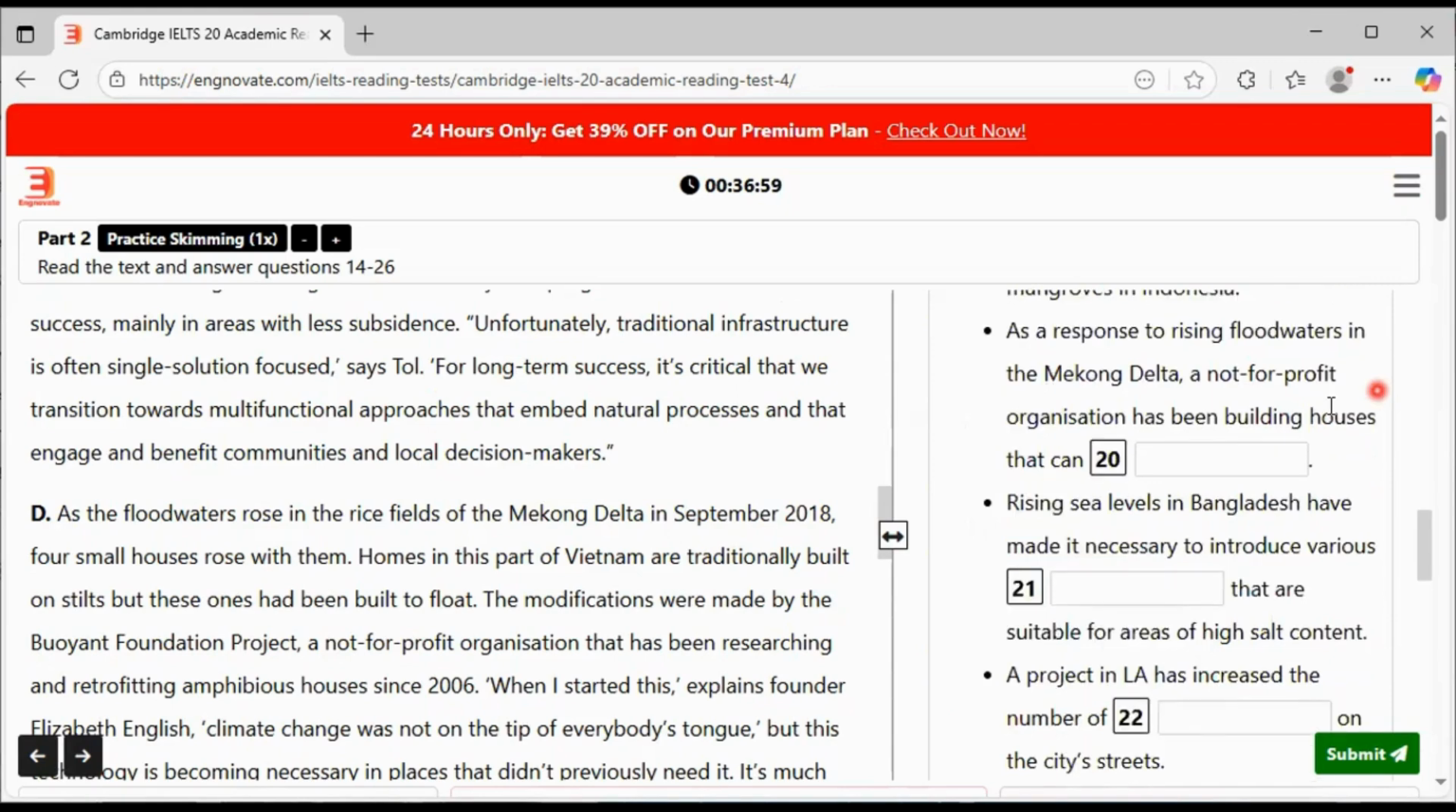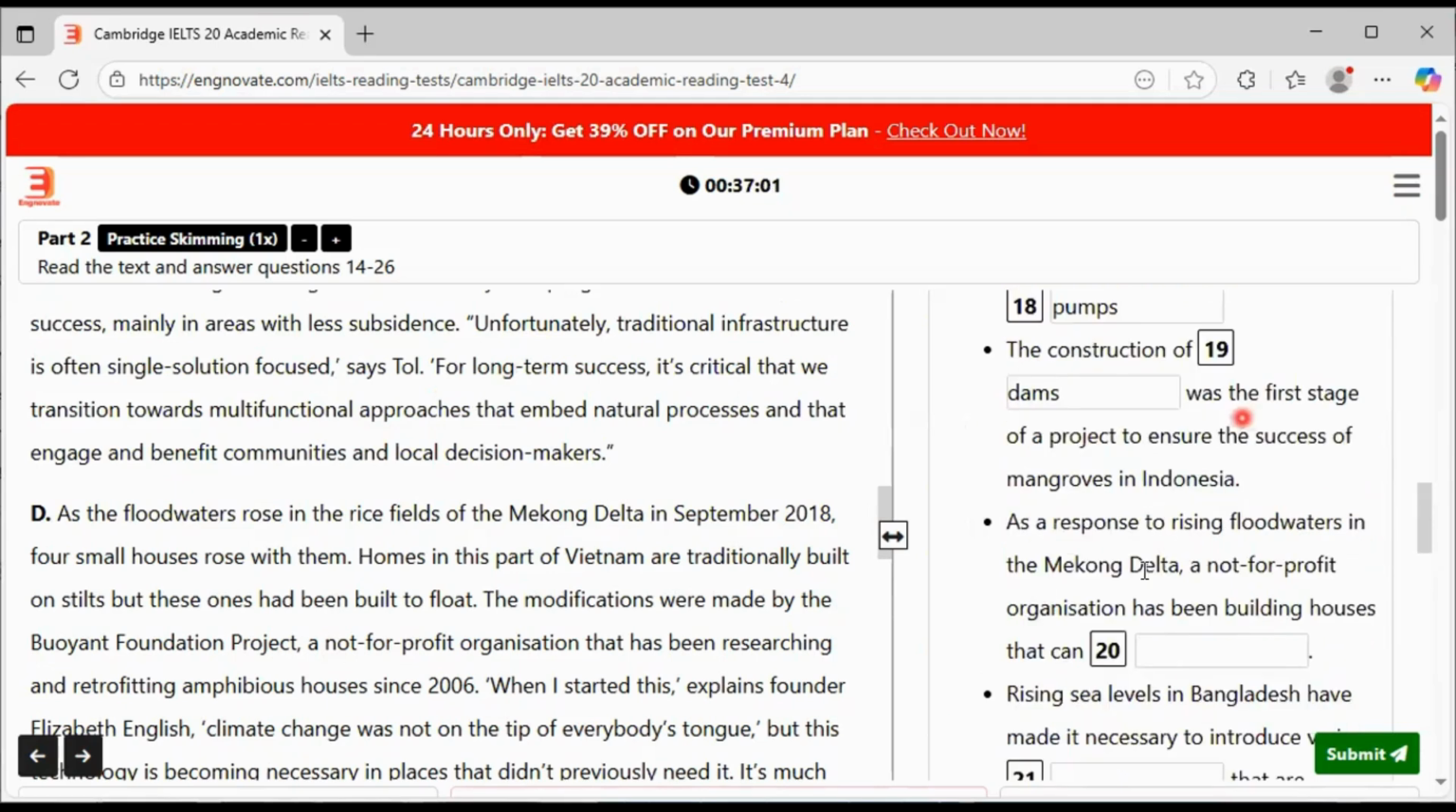Bangladesh, Mekong Delta, building houses that can float. Houses that can float. This is going to be float. Number 20 is going to be float, F-L-O-A-T, float.